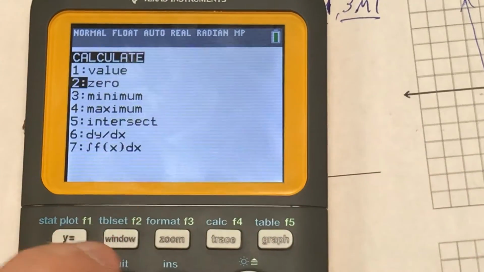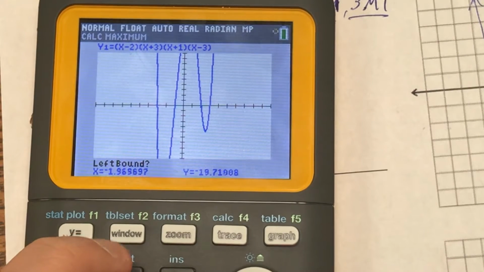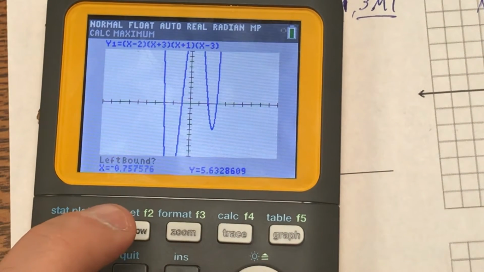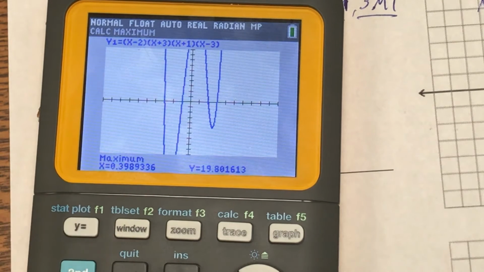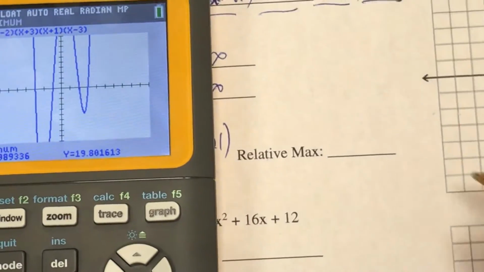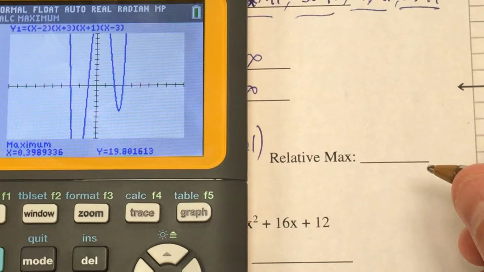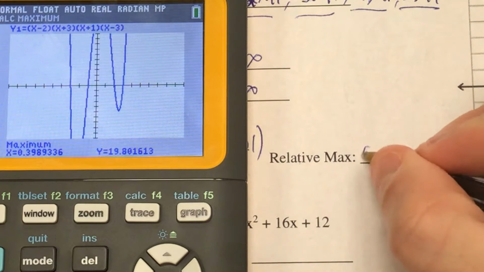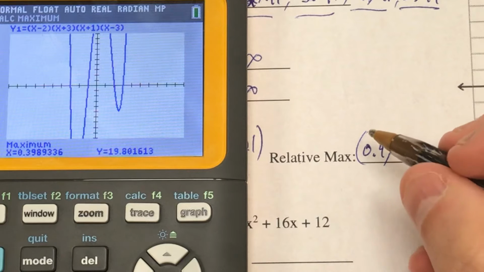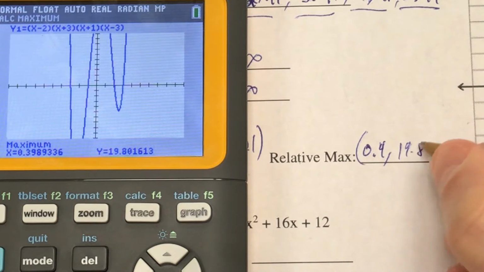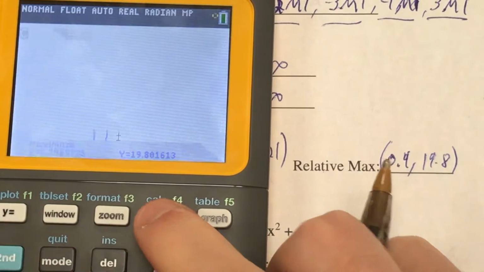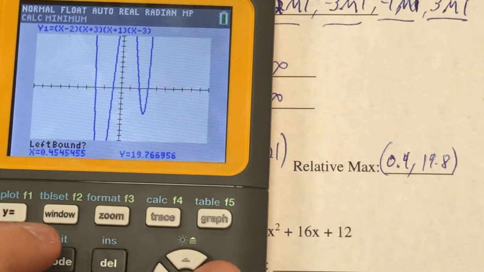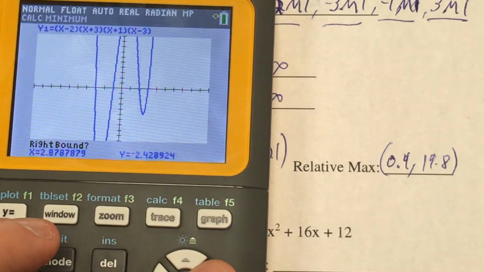For local max, there we go. This is on the left of the max. That's on the right of max, somewhere over there, and here we go. Local max looks to be 0.398, so that's 0.4. And then 19.8. And once again, 19.8 is too far up, so I'm just going to go up like this, come back down to here, and we'll find the last minimum. Left, right.